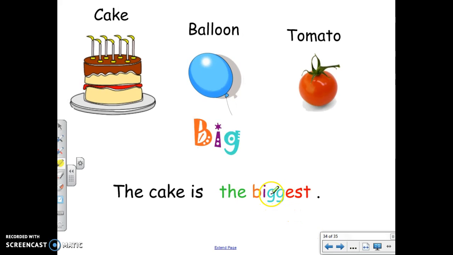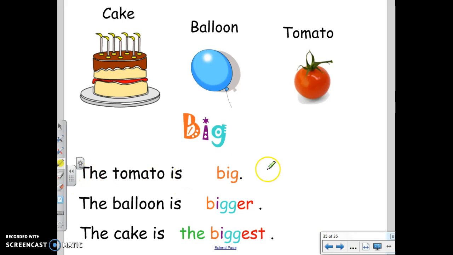The cake is what? How to spell the biggest? Yes, B-I-G-G-E-S-T. Double the G and put est. The cake is the biggest. Good job. The tomato is big. The balloon is bigger. The cake is the biggest. Good job, everyone.